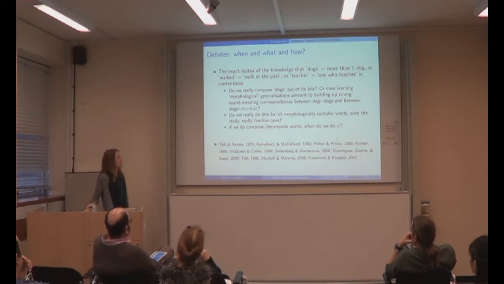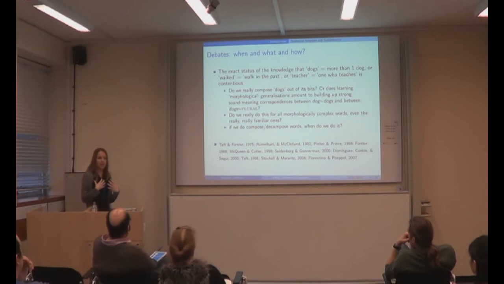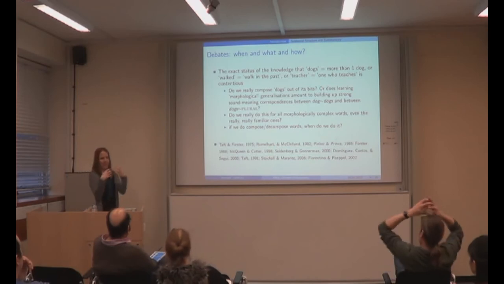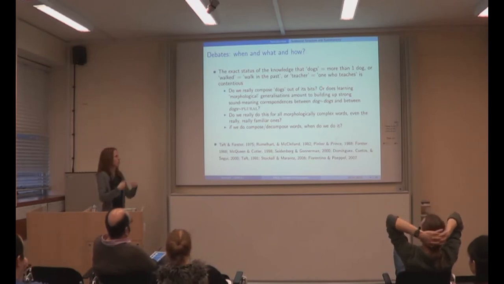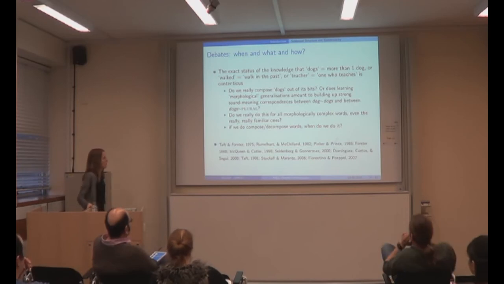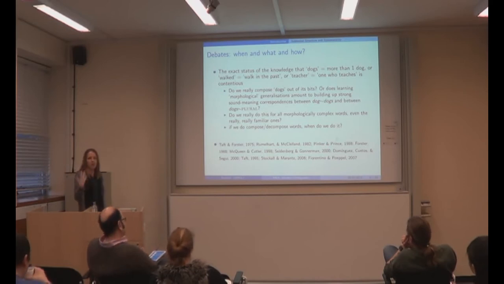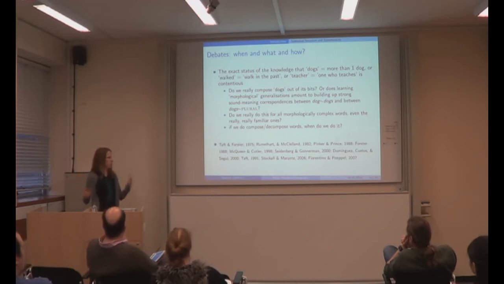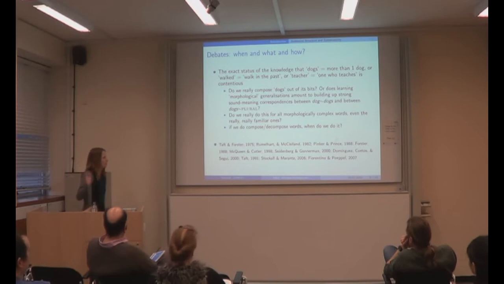So critically, do we really actually online, in real time, compose dogs out of two pieces every single time we generate it, or every single time we understand it? Right now, are you analyzing that as dogs and doing some work? Or does learning these kind of morphological generations amount to building up very strong, memorized correspondences? Right? And this gets into big debates about the nature of storage and questions that go way beyond morphology, of course.